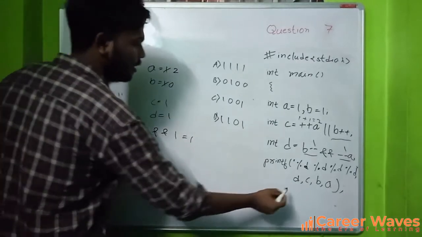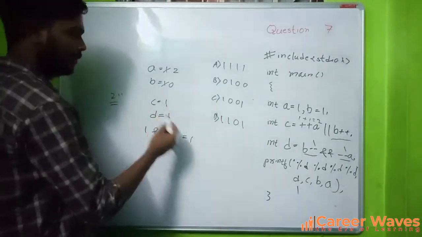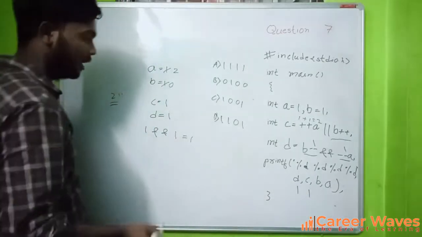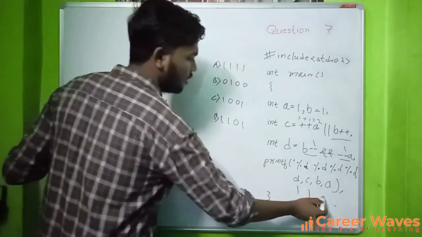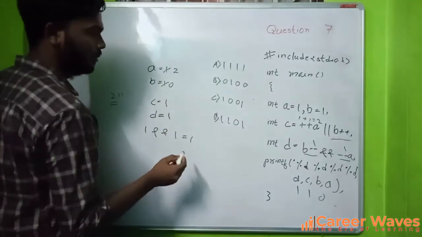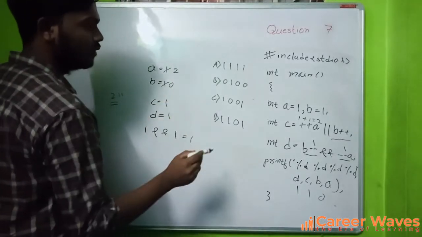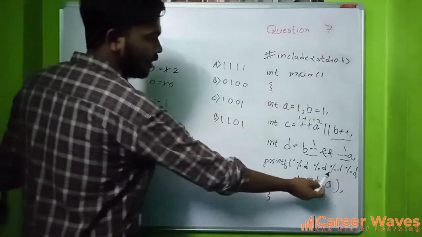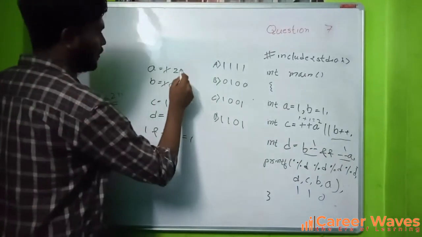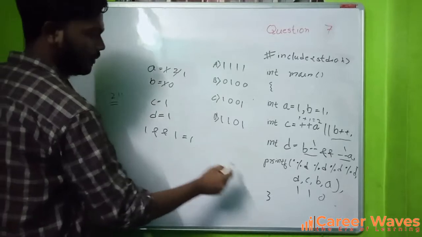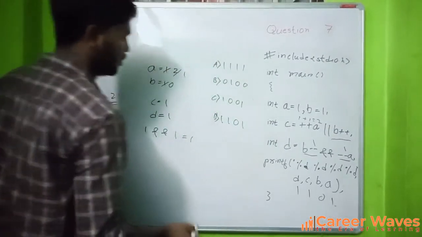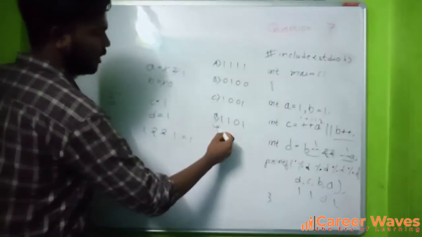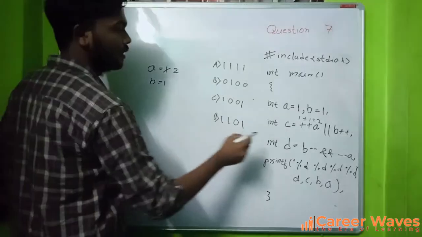So the value for D will be 1, the value for C will be 1, the value for B will be 0, and the value for A will be, sorry, here the value of A was pre-decremented, so we have to decrement this also. The value for A becomes 1, so the output will be option D, 1 1 0 1.